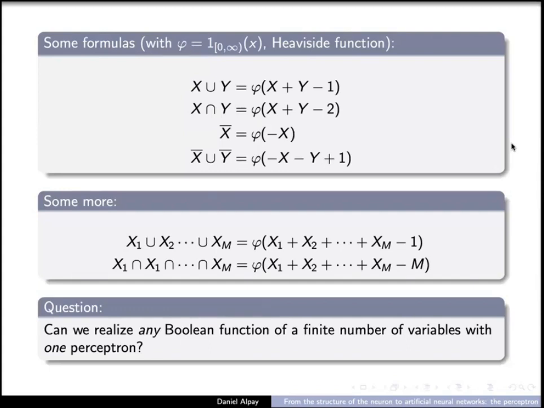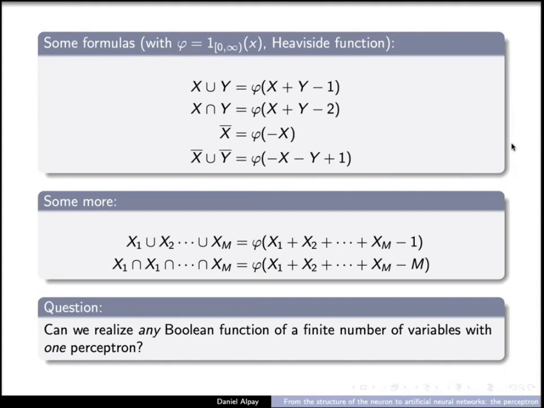I don't understand. If X and Y are 0, then you get minus 1? Yeah, if X and Y are 0, then X plus Y minus 1 is minus 1, and phi of minus 1 is 0. Ah, okay. And if X and Y are 1 for the intersection, then 2 minus 2 is 0, and phi of 0 is 1, because I took the Heaviside function to have the one here. If I took the one here, one would have to change a bit. But you see, now think about the following.